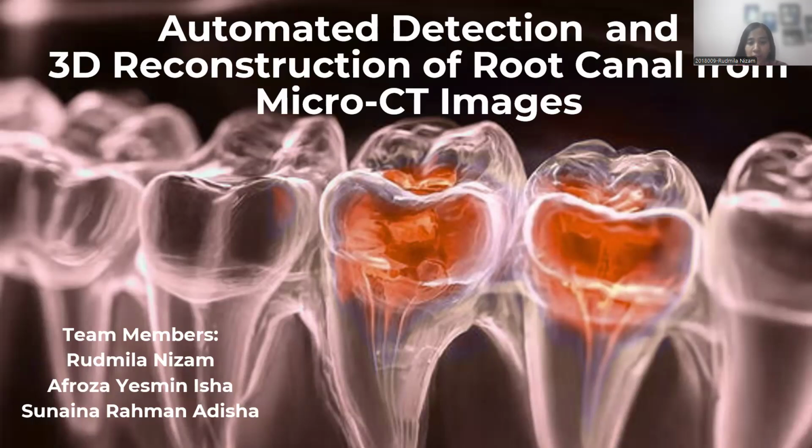Ever wondered what makes the difference between losing a tooth and saving it? Often it is a tiny hidden canal inside the root that keeps it alive. Our project uses micro-CT scans and automation to build a precise 3D map, helping dentists treat teeth more effectively.